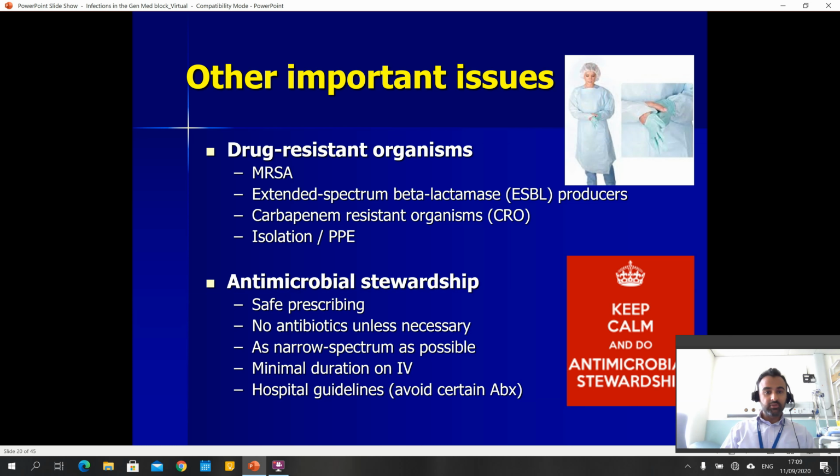If you do need to give them, give as narrow spectrum as possible. At least then they won't become resistant to the broad spectrum options that we have available. Give intravenous for as short a time as possible. That also reduces the chance of resistance. And use hospital guidelines. That's what they're for. So many of them were produced to prevent the inappropriate use of broad spectrum antibiotics or antibiotics when they're not needed. So this is a key thing. We'll be talking about this and you need to know about it.